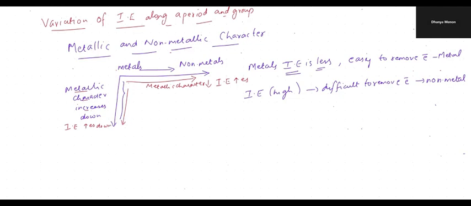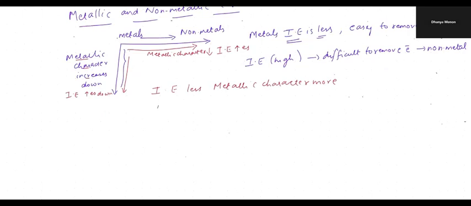Okay, I hope till here it is clear. We can present it this way also: if ionization energy is less, metallic character is more. And also, if it's a metal, we have to talk about metallic oxide. Metal oxides are basic in nature. For example, sodium oxide and potassium oxide are all basic in nature.